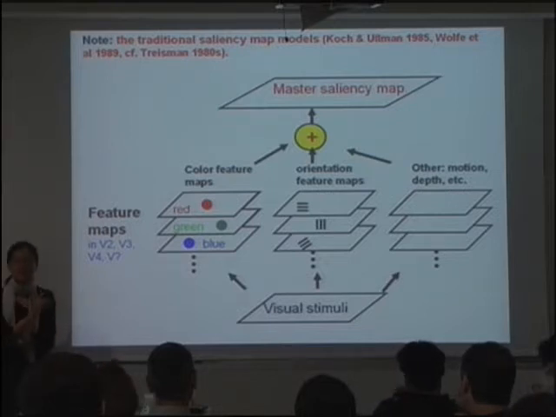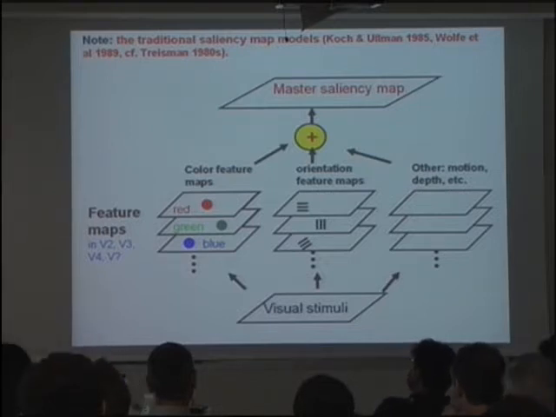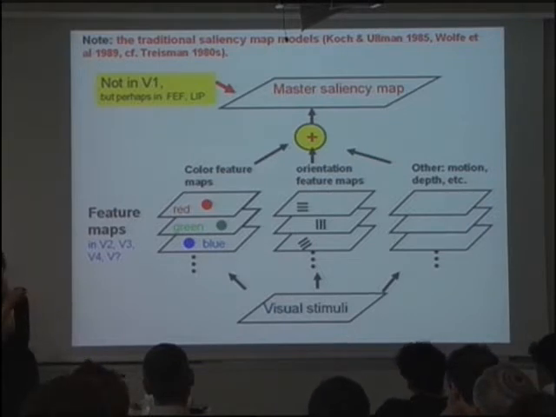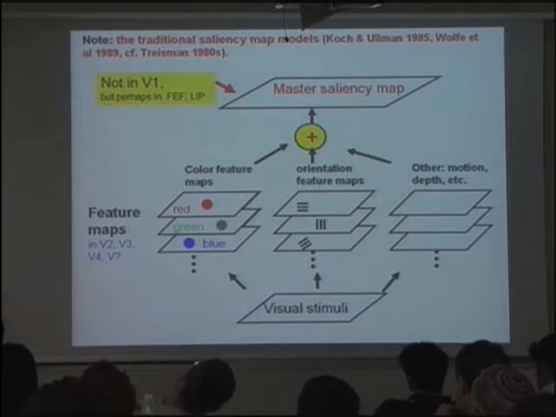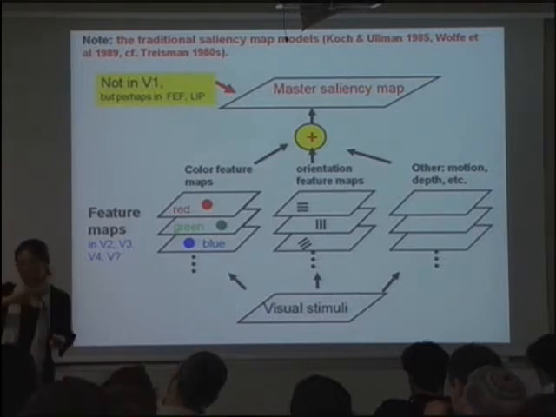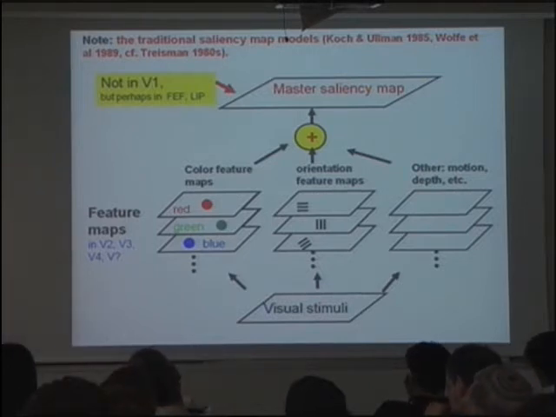This is a particular framework, and it has been around for so long in textbooks and so on. It's been guiding because it implies it can't be in V1. By the time the master map is summing everything up, all the units in there cannot be tuned to any features because they should respond to all features. And therefore, cannot be in V1. Maybe in higher areas where cells are not tuned to features, so FEF, LIP, and so on. And that means a lot of the search for saliency map has always been in higher visual areas. Nobody looked in V1 before.